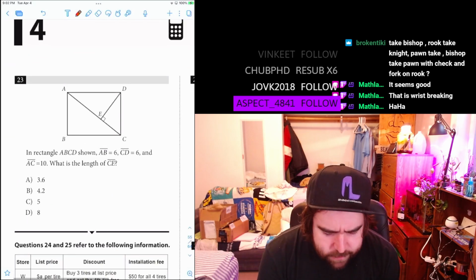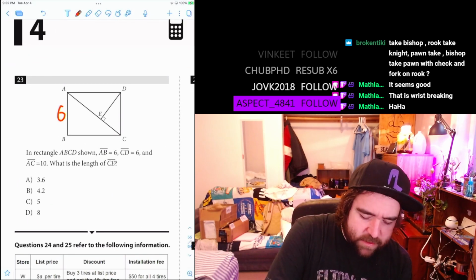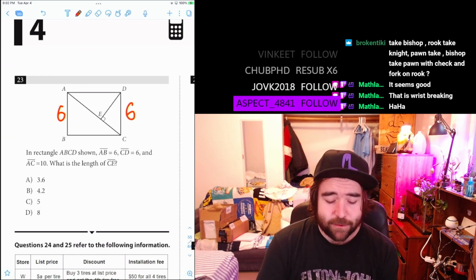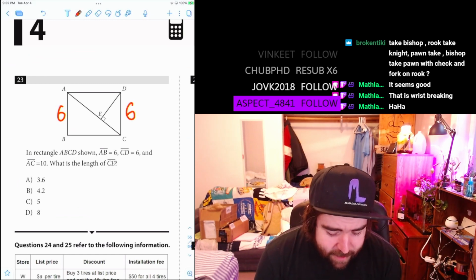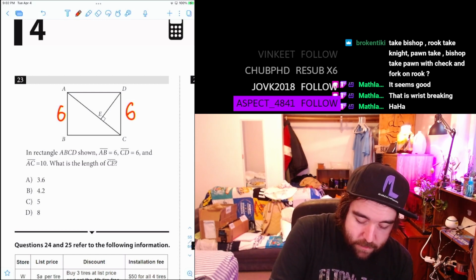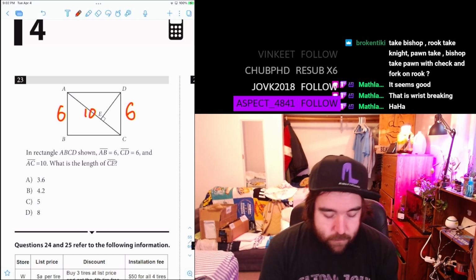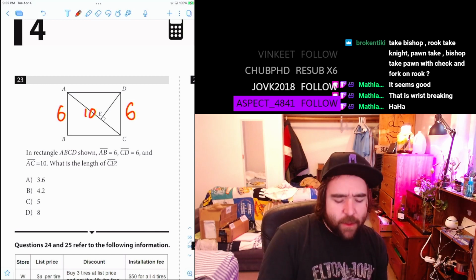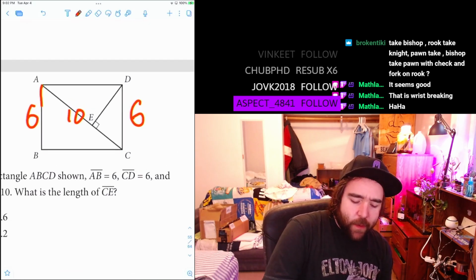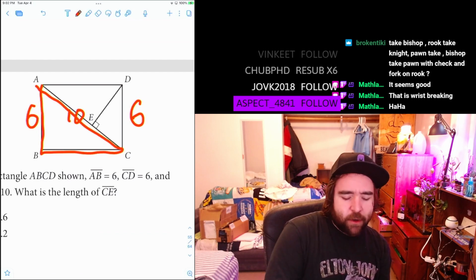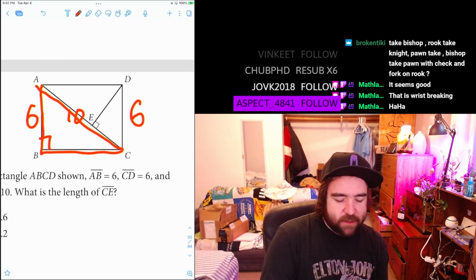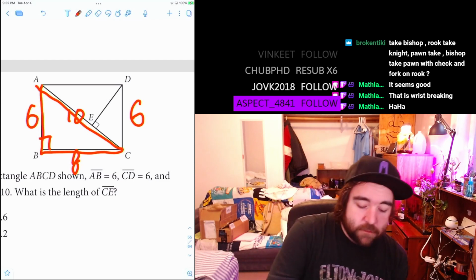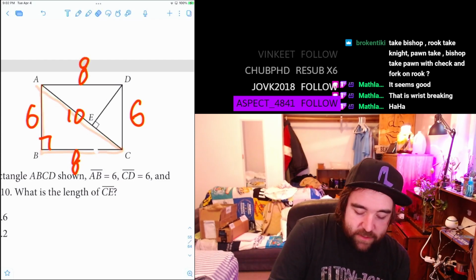Okay. In this rectangle, AB is 6. CD is also 6 because it's a rectangle, obviously. And AC is 10. What is the length of CE? First off, I don't know if we're going to need this, but look at your right triangle here. We have 6 and 10. So you know your triple, 3, 4, 5. That's going to be an 8. So we know the long side of the rectangle is 8.